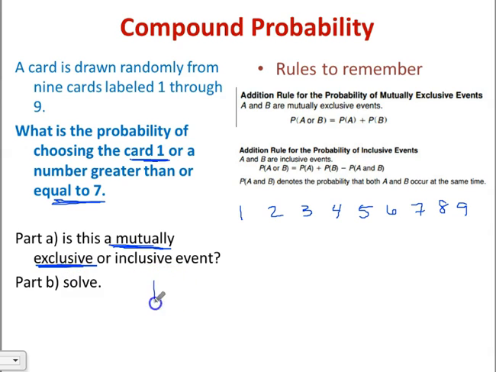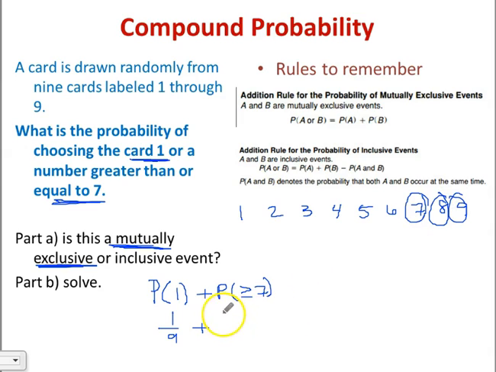Remember that formula: we need to find the probability of the first event, choosing the card 1, plus the probability of a number greater than or equal to 7. And that's all we have to do here. The probability of choosing 1 is 1 out of 9. For a number greater than or equal to 7, we've got 7, 8, or 9 that would fall into that category, so there's 3 options out of the 9. Add those together, 4 out of 9. That's done.